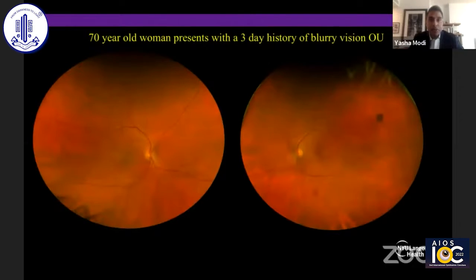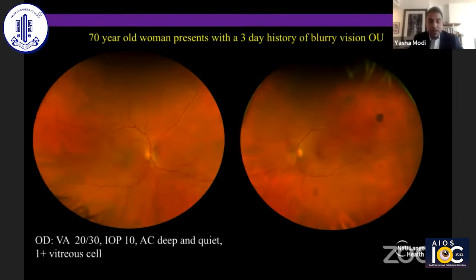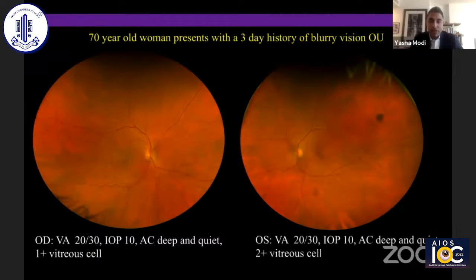And this is a 70-year-old woman who presents with a 3-day history of blurry vision. In the right eye, the vision is 20/30. The intraocular pressures are normal, but she does have 1+ vitreous cell. And in the left eye, she has a visual acuity of 20/30 and has 2+ vitreous cell. And she's predominantly bothered by floaters in the left eye more so than that of the right eye.